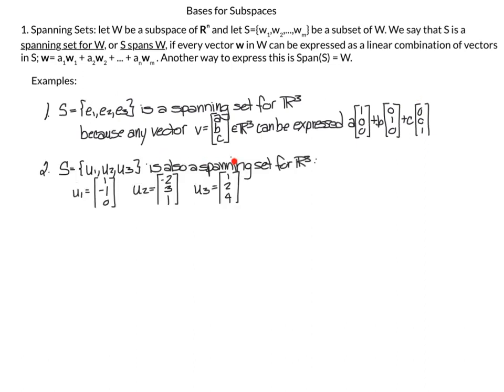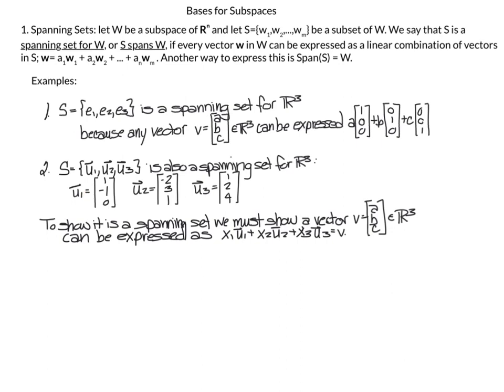u1, u2, u3 is also a spanning set for R3, where u1 is (1, -1, 0), u2 is (-2, 3, 1), and u3 is (1, 2, 4). To show that u1, u2, and u3 is a spanning set, we must show that an arbitrary vector in R3, so we'll just name it with a, b, and c as coordinates, can be expressed as a linear combination of u1, u2, u3. In other words, x1, where x1 is a scalar, times u1 plus x2 times the vector u2 plus x3 times the vector u3.